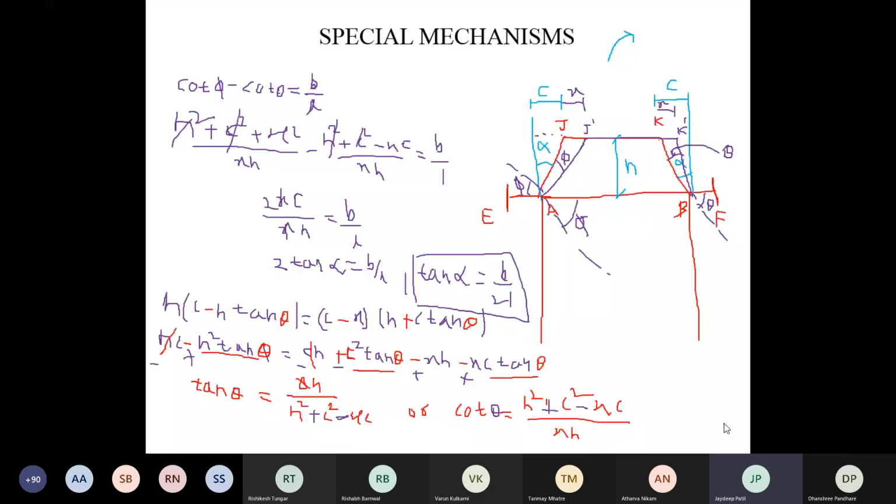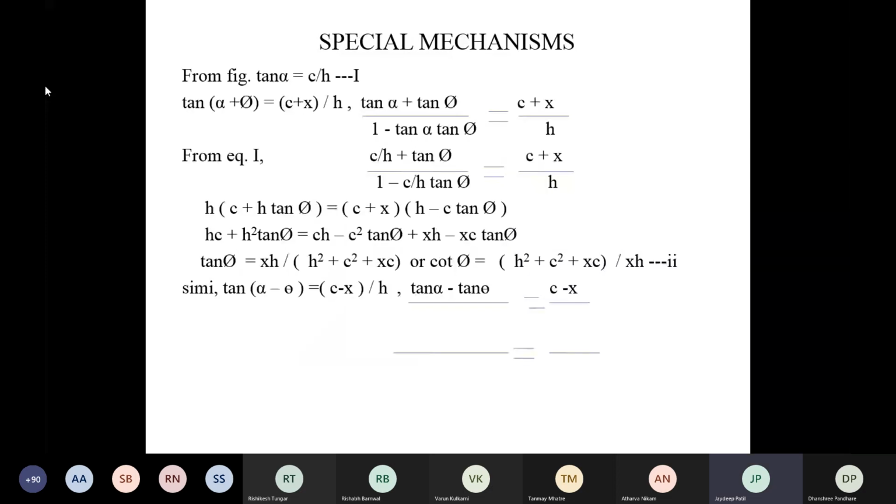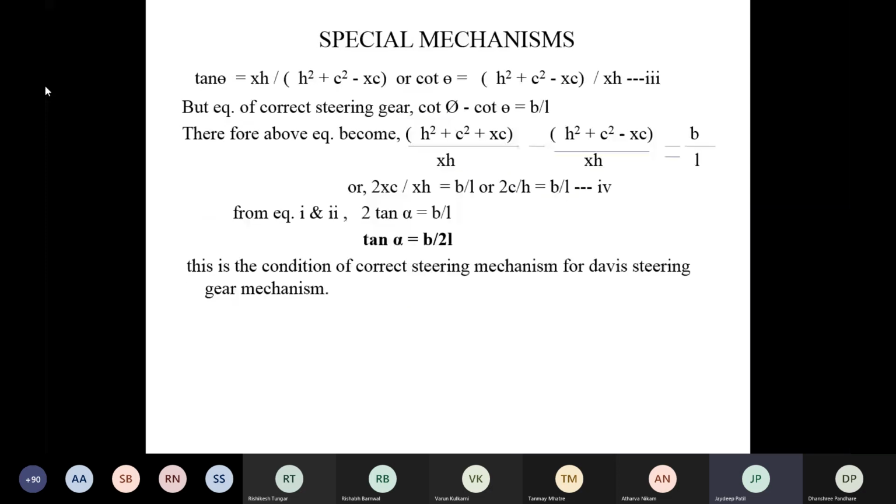Okay, now this is the Davis steering gear mechanism. Now see the next one. Now see the figure of the steering gear mechanism. This is the derivation. You get tan alpha is equal to b by 2l. This is the condition of correct steering gear mechanism for the Davis steering gear mechanism.